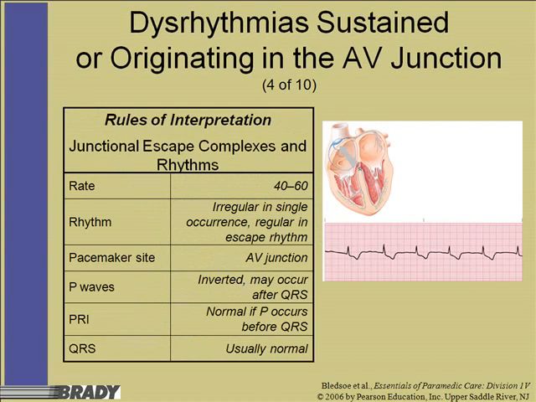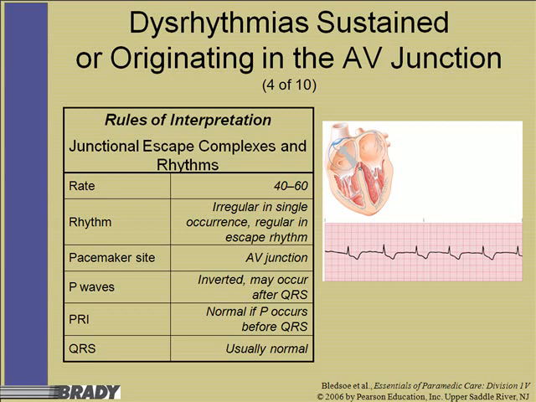Junctional escape complexes, rate is 40 to 60. So notice the difference on this slide here where you've got your junctional, the little star there is your originator, and now it's actually conducting upwards completely in the backwards direction. The rhythm's irregular. Notice on this strip there's no P waves in front of those complexes. The pacemaker sites in the AV junction, they're going to have inverted P waves. If there's a normal P, it's going to occur before that QRS, and then the QRS is typically the normal amount. So this is a slow rate.